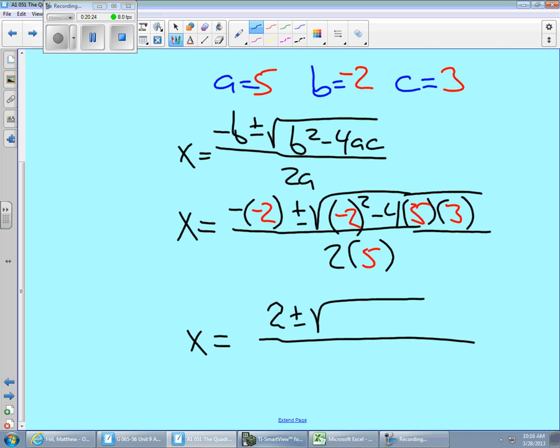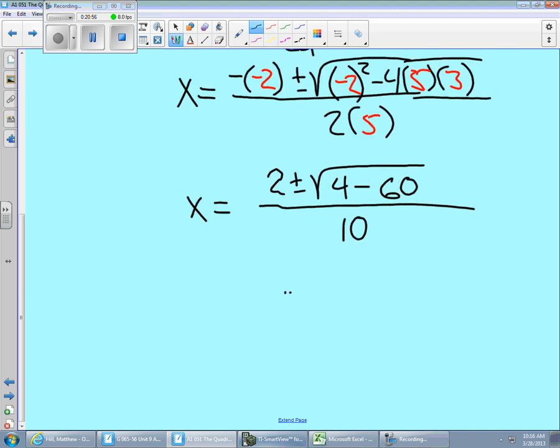Okay, let's see if we can clean this up. What's -2 squared? +4, right? -2 times -2 is +4. Let's see what we have going on over here. 4 times 5, 20. And 20 times 3 is 60. Okay. In the denominator, we have 2 times 5, just 10. Okay. Now there's still a little bit more cleanup we can do.